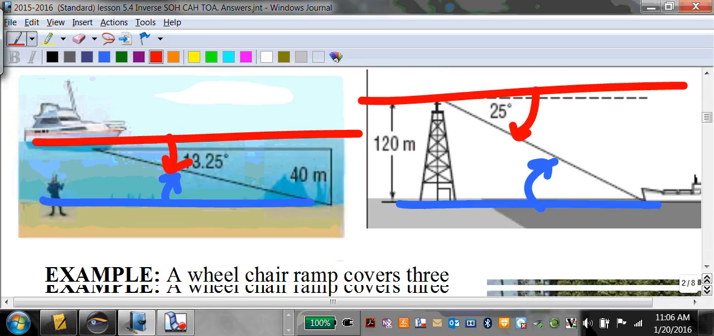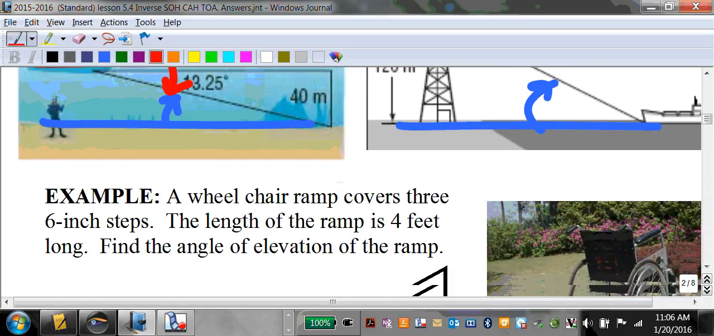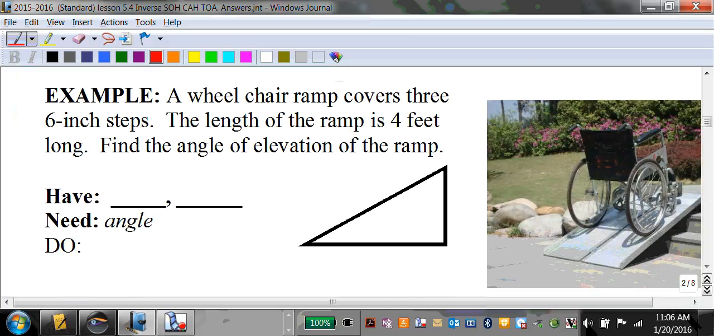Okay, here's for extra credit. I need you to spread out because I'm going to be running around, because it's going to be timed. Let me clarify one thing here. Last class, I didn't realize this was unclear. When this says the ramp covers 3 6-inch steps, that's 3 6-inch steps. That 6 inches is height. It's not the depth of the step, it's the vertical rise. Do you understand? Each step is vertical rise of 6 inches.